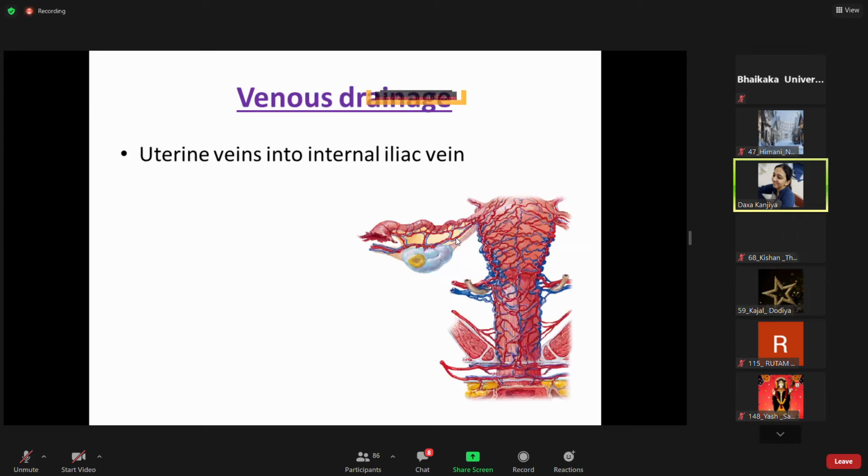With the venous drainage, the uterine vein drains into the internal iliac vein. The internal iliac vein joins with the external iliac vein, which ultimately forms the common iliac vein, and ultimately drains into the inferior vena cava.